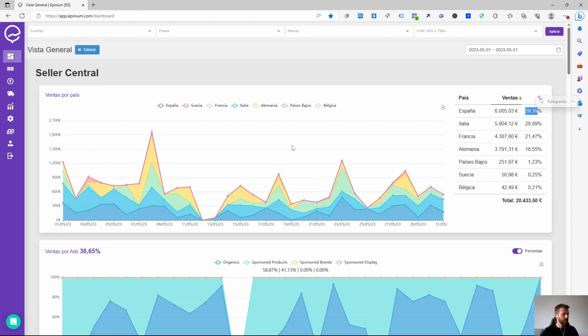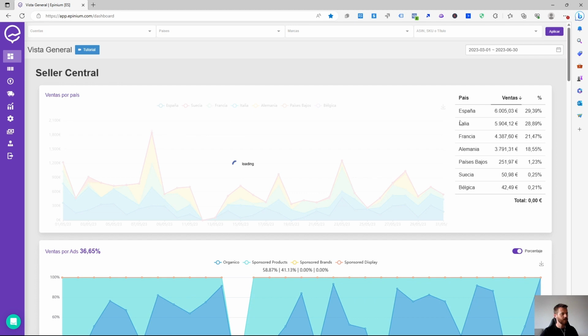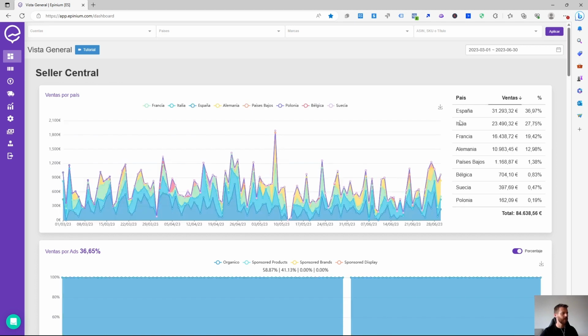At a particular level, we can see trends, we can see sales peaks, seasonalities, take a higher time range, for example, to be able to see how our account is evolving and to be able to monitor the growth of each of the markets where we are selling.